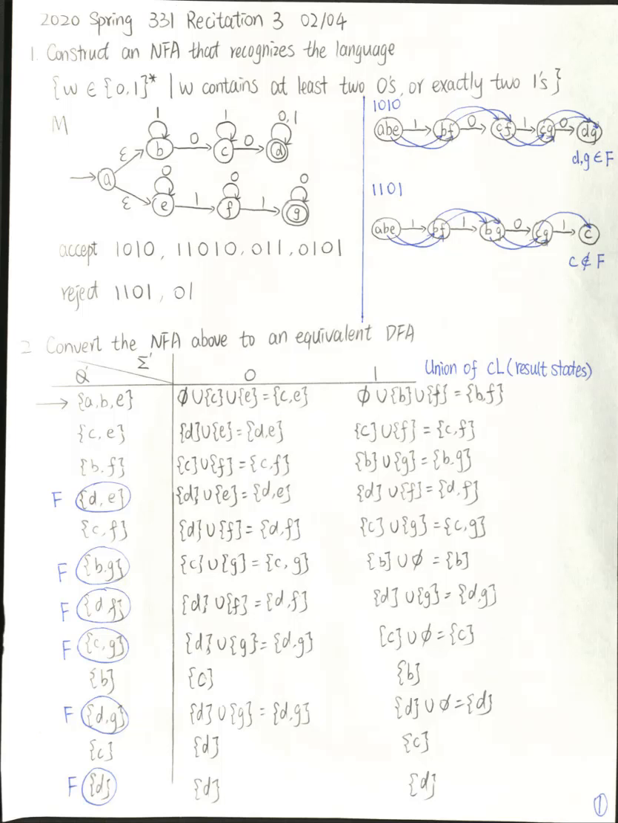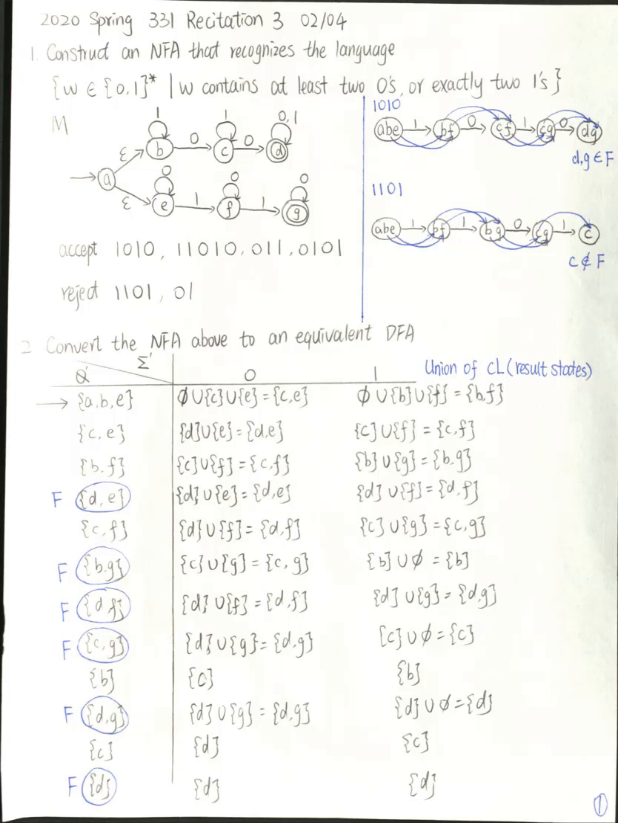Now we check, I have read all the symbols in this string. I check the resulting states. I can reach D and G. And D and G are final states, so I should accept the string. For the machine to accept a string, you only need to check the resulting states. If the resulting states contain at least one final state, then the machine should accept this string.